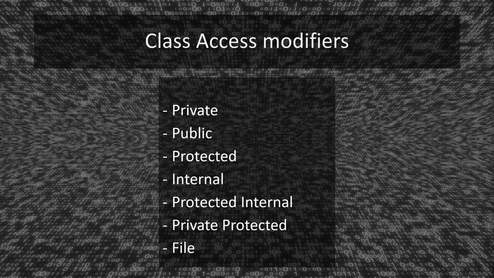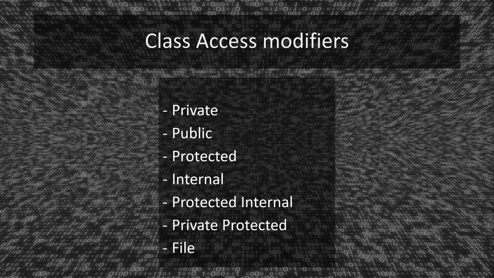As class access modifiers, we have the private, we have the public, we have protected internal, private protected, and file. What does each of these mean? The private access modifier means that if you declare your class as private, it cannot be accessed outside this class, outside this file. It's not going to be accessible. You won't be able to create objects out of it.